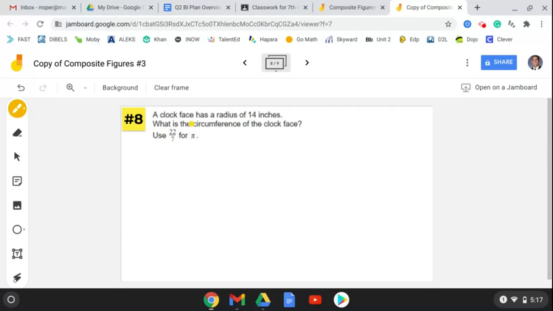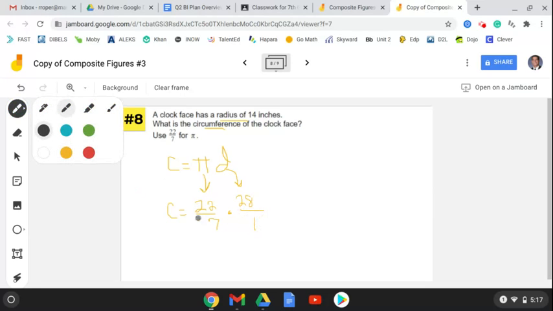Okay, number 8. Gives me the radius and asks for the circumference. So let's write down circumference formula, which is pi times diameter. Now it tells me to use the fraction form for pi, 22 over 7. So that's what I plug in. I'm looking for C. Now it tells me the radius is 14. But if I know the radius, I also know the diameter, right? If the radius is halfway across the circle, then the diameter is all the way across the circle. So I need to double that radius to get my diameter of 28.